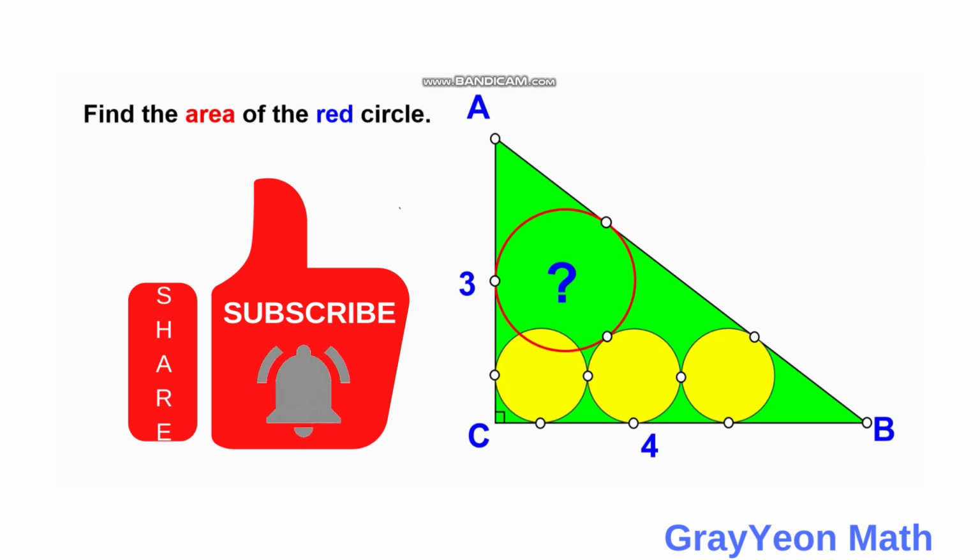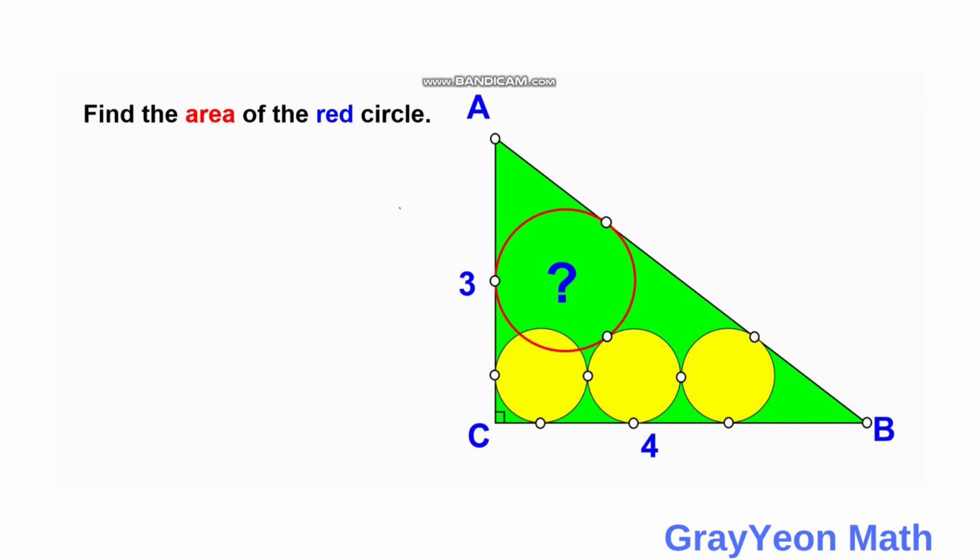Okay, and we are required to find the area of the red circle. Since we are concerned with the area of the red circle, we are to find the radius. But before that, we should first find the radius of the yellow circles. And before that, we need to find the length of AB, which is the hypotenuse of the green triangle, and we can do that by subdividing this triangle into equal parts.